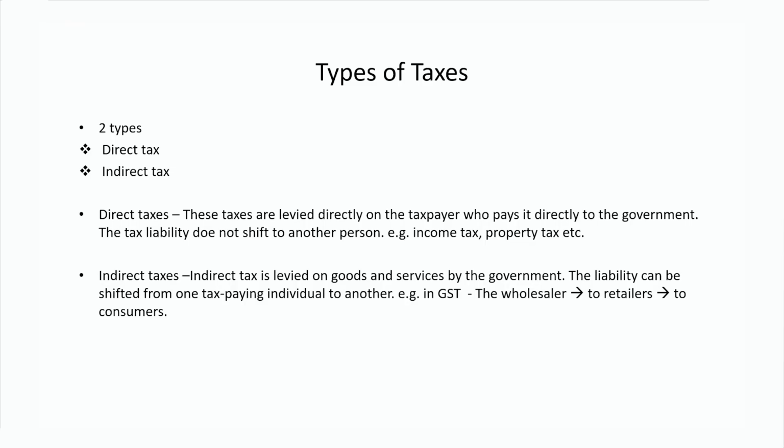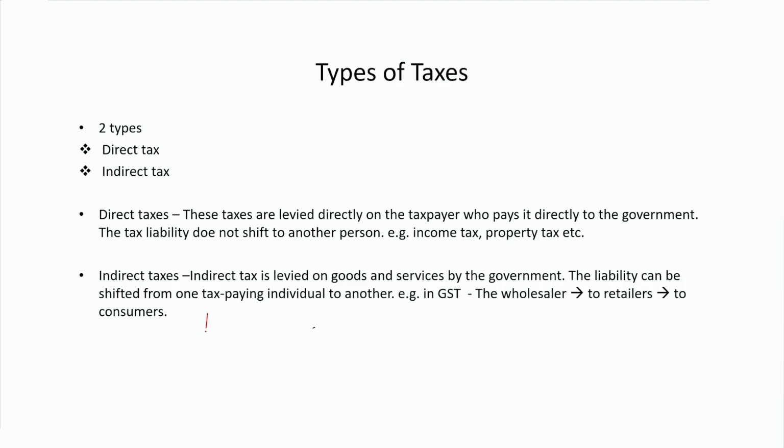One is the direct tax and the second is the indirect tax. Direct taxes are basically taxes that are levied directly on the taxpayer, who pays them directly to the government. So the tax liability does not shift to another person. For example, in the case of income tax, property tax, etc. In the case of indirect taxes, the tax is levied on goods and services by the government. The liability can be shifted from one tax-paying individual to another. For example, in the case of GST, the liability is of the wholesaler, but then that gets passed on to the retailer and then finally to the consumer.